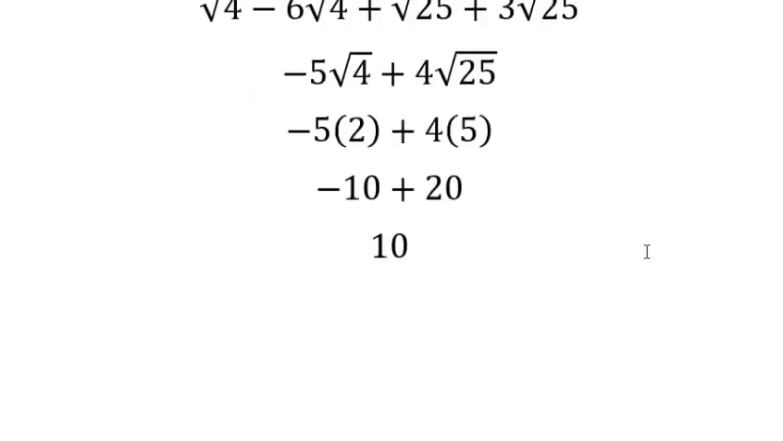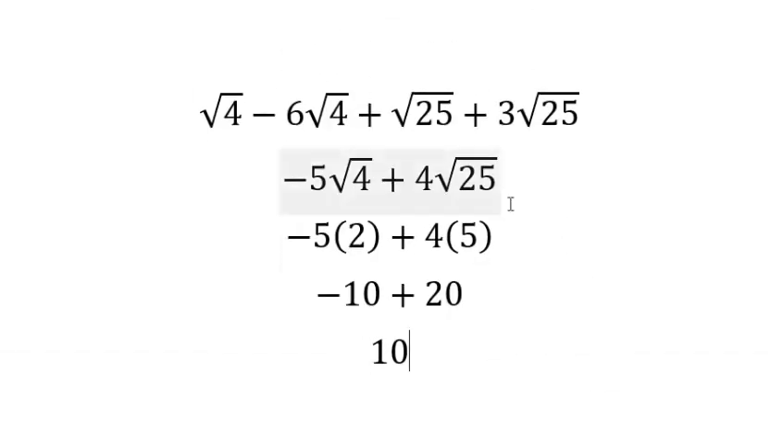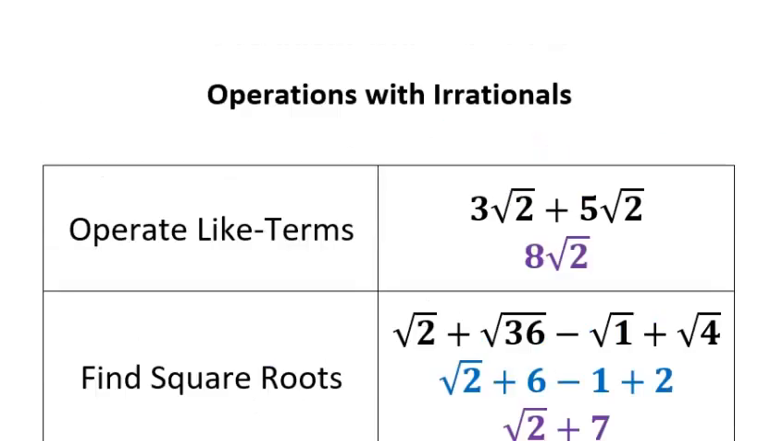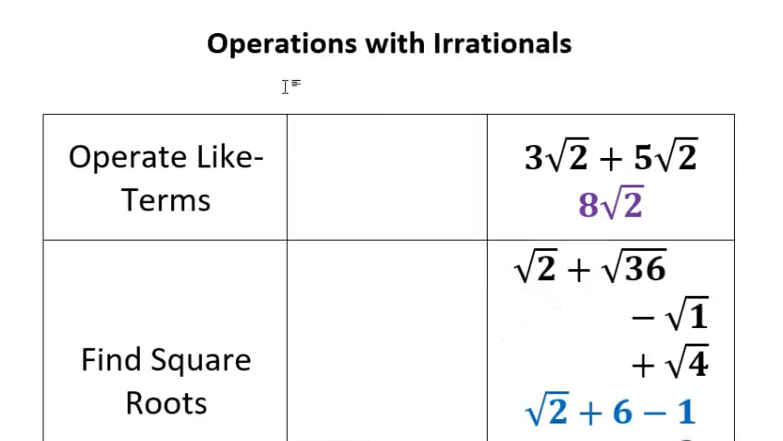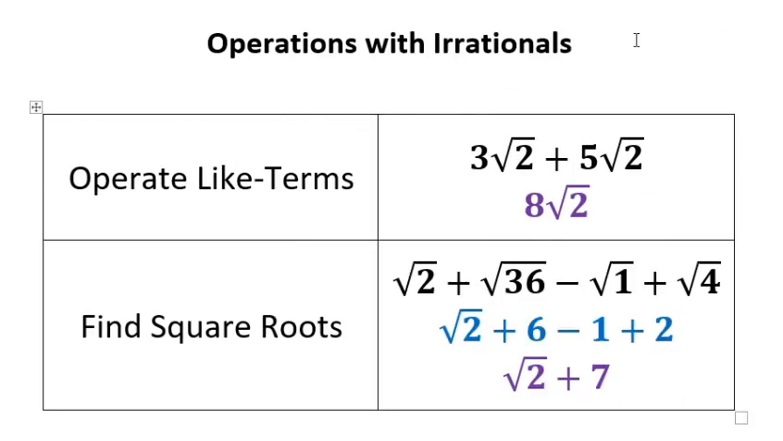Okay, that's basically how you're going to work with irrationals. You're going to have to operate like terms, square roots that are identical, and you're going to need to find square roots sometimes, square roots that you can get. Okay, that's basically how you work with irrationals.